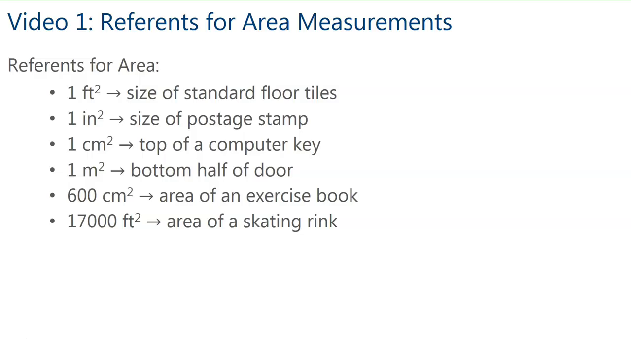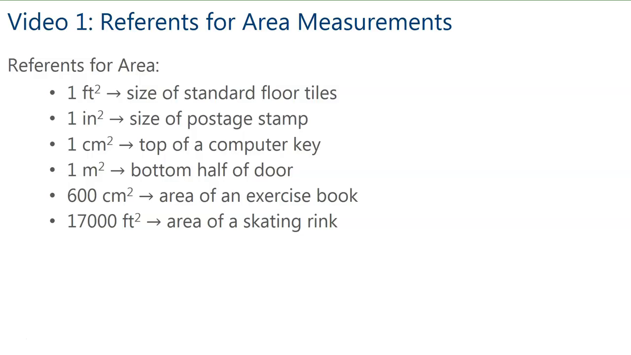1 square centimeter is about the size of a computer key, the top of it. 1 meter squared is, say, the bottom half of a door. And we know that the distance between the floor and the doorknob is 1 meter. So if we consider the bottom half of the door, that's about 1 square meter.